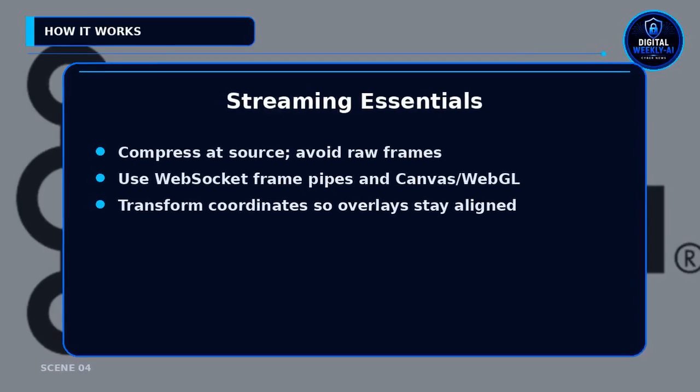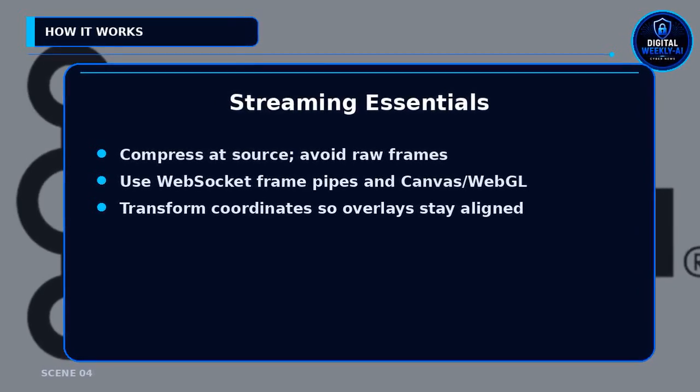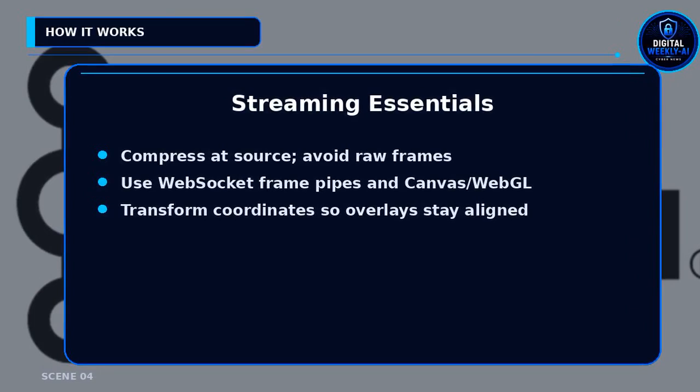Agent observability pipeline: capture, encoding, transport, decoding, rendering. A raw 1920 by 1080 RGBA frame is about 8.29 megabytes. At 30 frames per second, that is about 248 megabytes per second uncompressed. Compress at source and stream over WebSocket or a specialized transport.